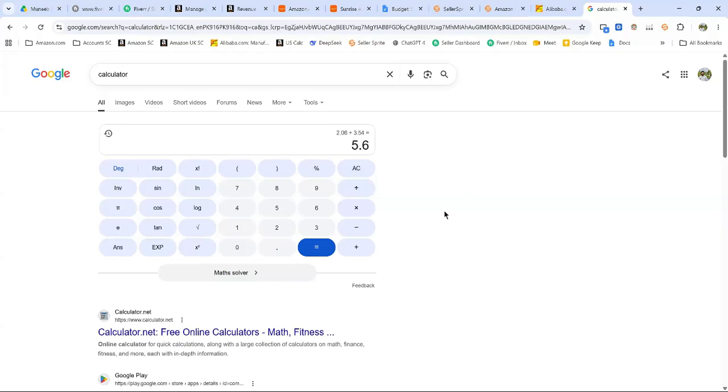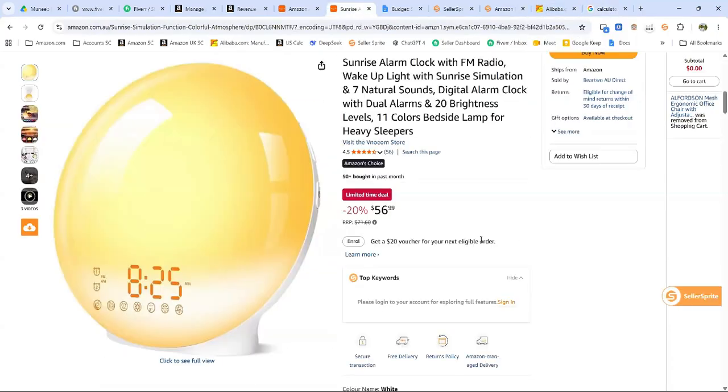If the selling price was $10 and this was 5.6, then obviously it's a red flag. No good, because more than half of your sales is going to Amazon fees, so what's the purpose of doing that product? That is why we are always on the lookout for products with a high price but low FBA fee.